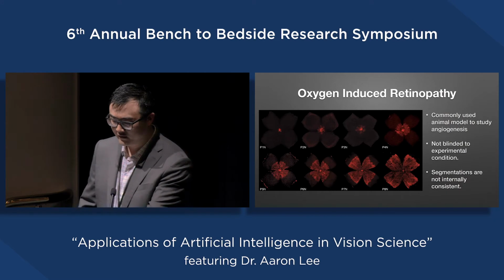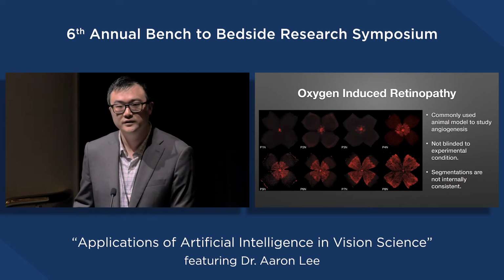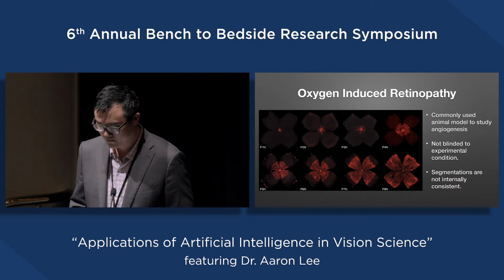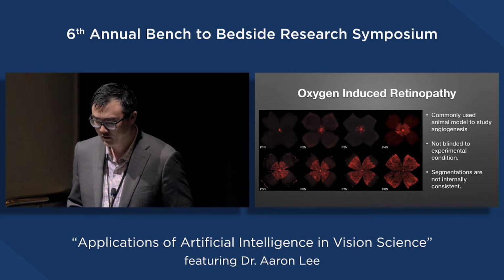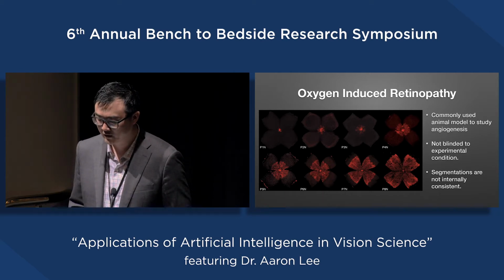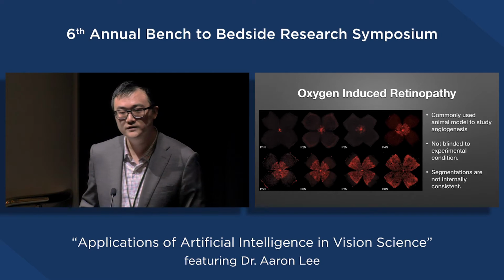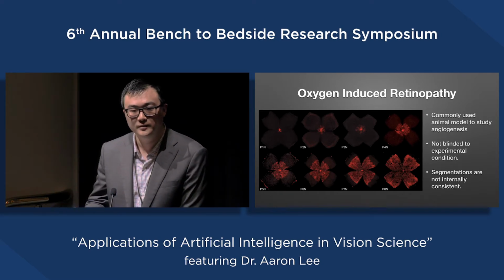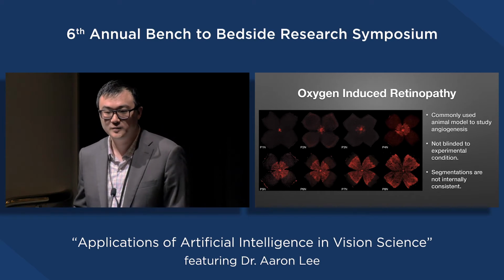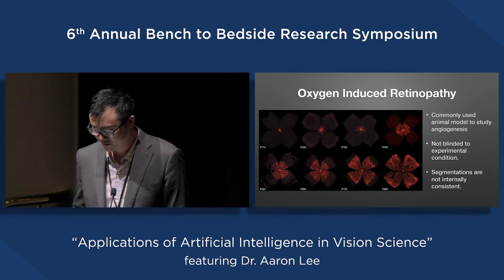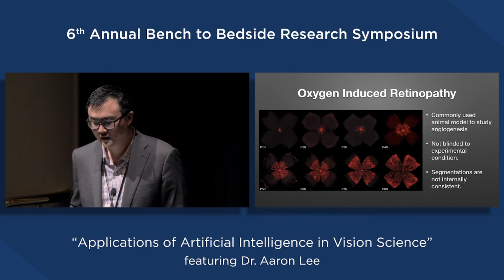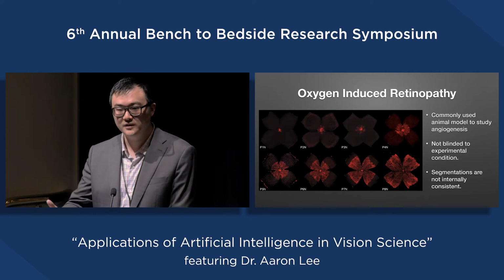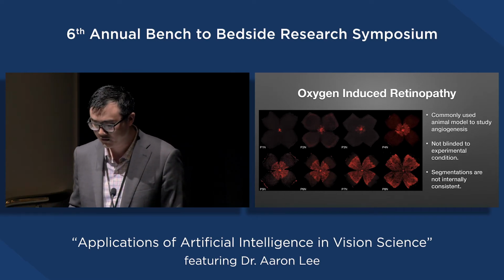Another area that we did some feature segmentation work in is in the field of OIR, so oxygen-induced retinopathy. It's a commonly used animal model to study angiogenesis. We noticed that a lot of people who are doing it are not blinded to the experimental condition when they're doing the segmentation, so there might be some bias there. And if you ask the same person to segment later, they're not necessarily internally consistent.